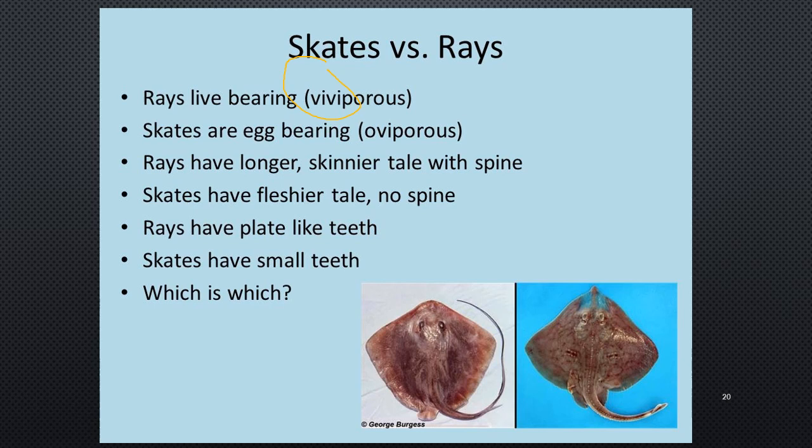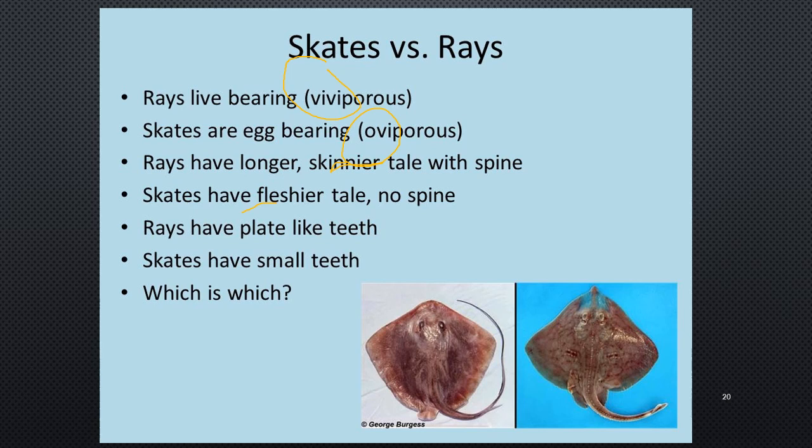So those are rays. The skates, on the other hand, are egg-bearing, ovi. Ovi refers to egg-bearing. So skates bear eggs, rays give birth to live young. Rays have a longer, skinnier tail, and they have that spine that we talked about, that spike that comes from that dental surface. Skates have a fleshier tail and no spine. Rays have plate-like teeth, and skates have very small teeth.